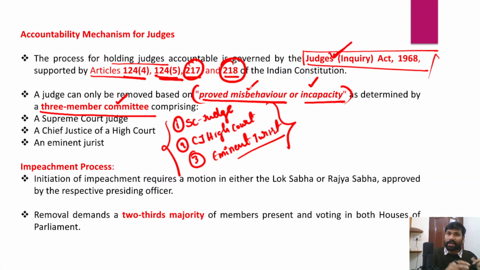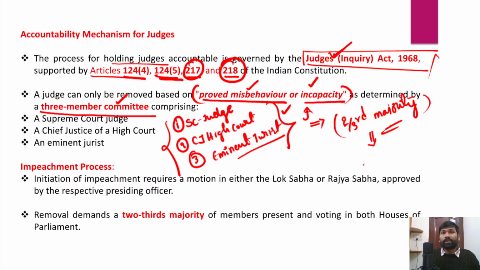If any house accepts that resolution, then a 3-member committee is constituted to investigate the charges against the judge, right? Once this committee proves that the judge is guilty of misconduct, misbehavior or incapacity, it is put to vote in the Lok Sabha as well as the Rajya Sabha. However, it requires at least a 2/3 majority in each house, both Lok Sabha and Rajya Sabha, and then ultimately it needs to be signed by the President, and then the concerned judge stands impeached or removed.